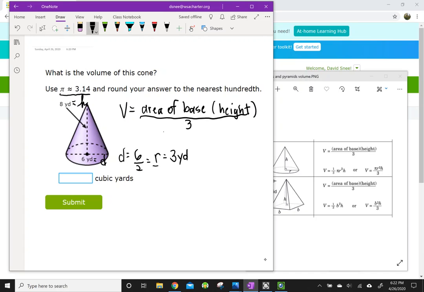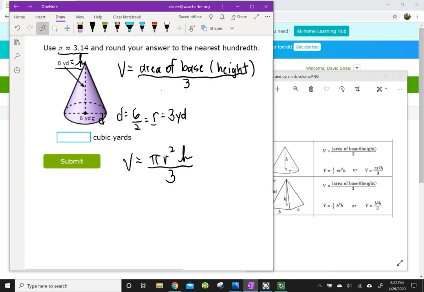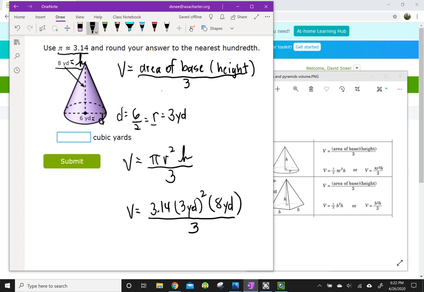So I'm going to start using the values that I know. I know my radius is 3. I know my height is 8. I know that I'm looking for pi r squared times h divided by 3. So I'm going to plug in all the values. Volume equals 3.14 times 3 yards squared times 8 yards. And I need to divide it all by 3. I can't forget that I need to divide by 3.